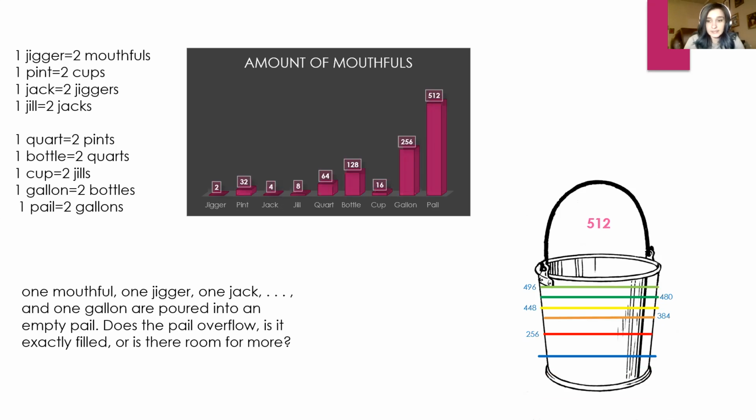Then we add 8 to that and get 504. Then we add 4 to that and get 508. And then we add 2 to that and get 510. So without overflowing it, we could add 1 more mouthful, because if you add 1 more mouthful, it'll probably be level with the rim, but we all know that doesn't usually last, and it'll spill right over. So we can add 1 more mouthful without it overflowing.